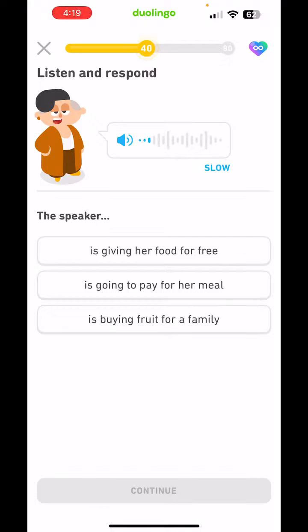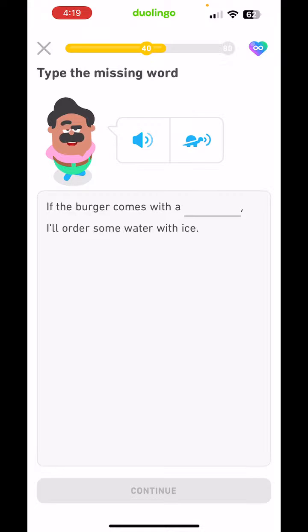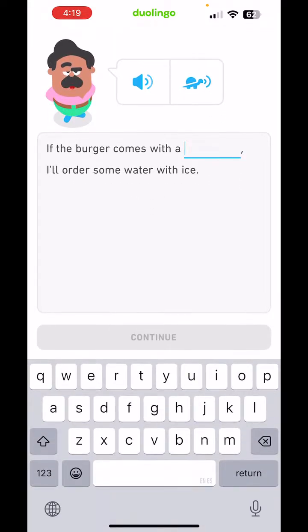I'm ordering the pineapple fried rice with chicken. For drinks, I'm having a small lemonade. The total should be about $12. If the burger comes with a beverage, I'll order some water with ice.